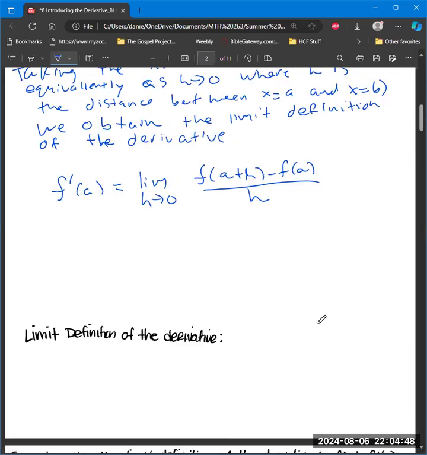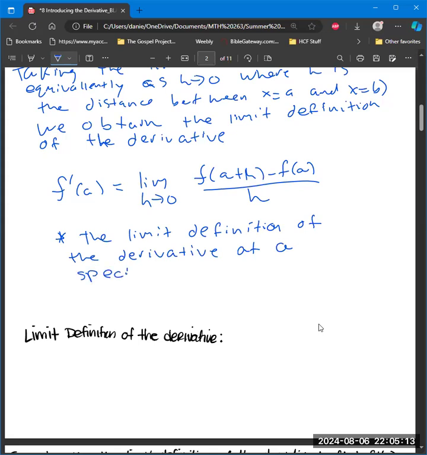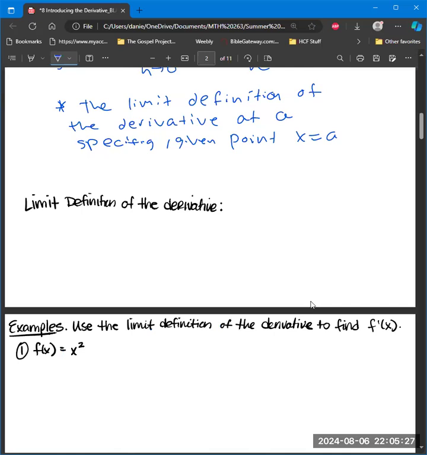The limit definition of the derivative at a specific given point x equals a is what this particular definition is. We'll have another definition here.